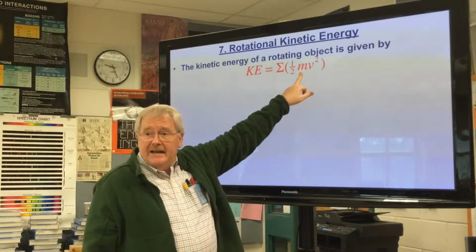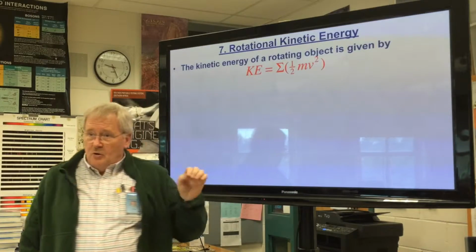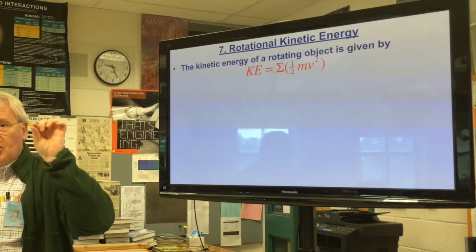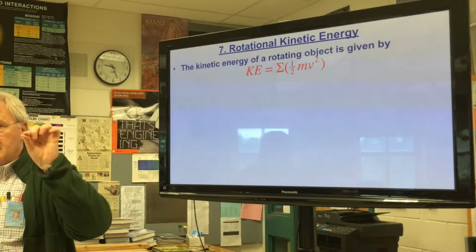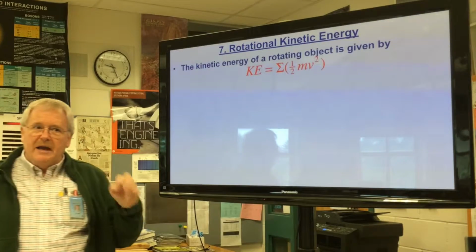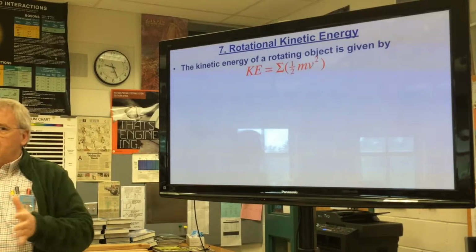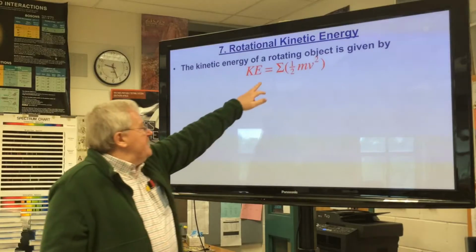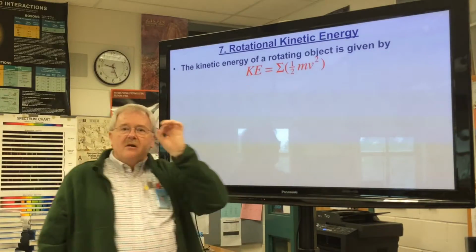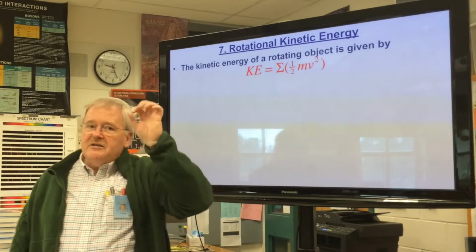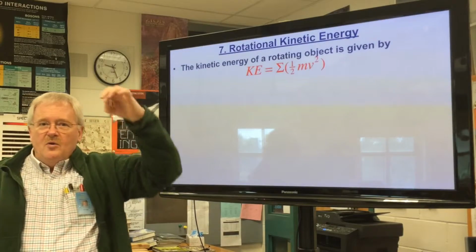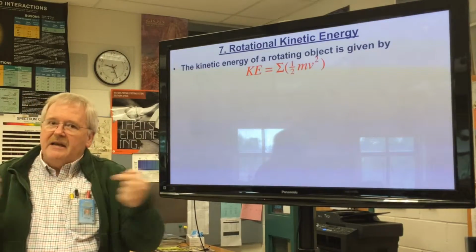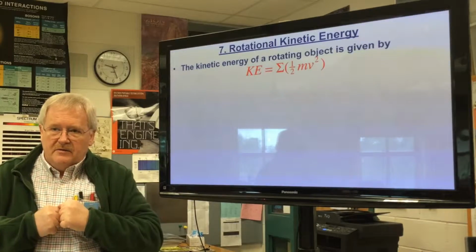When we were looking at linear motion, we were looking at just the translation of the center of mass. Now when we go to rotational motion, we have to take into account that the object is spread out. So this sigma here means the sum of the kinetic energies of all the little pieces of mass all spread out around the thing compared to the axis. Okay?